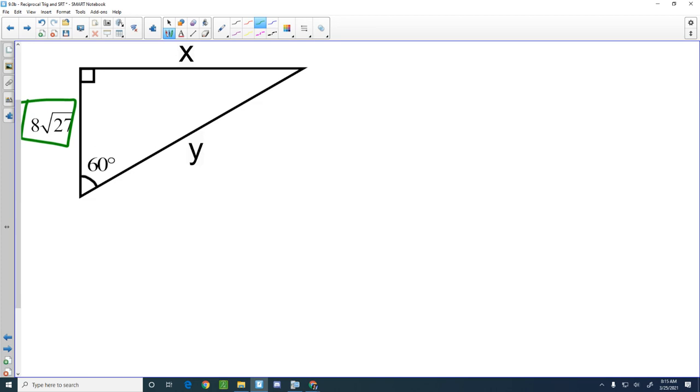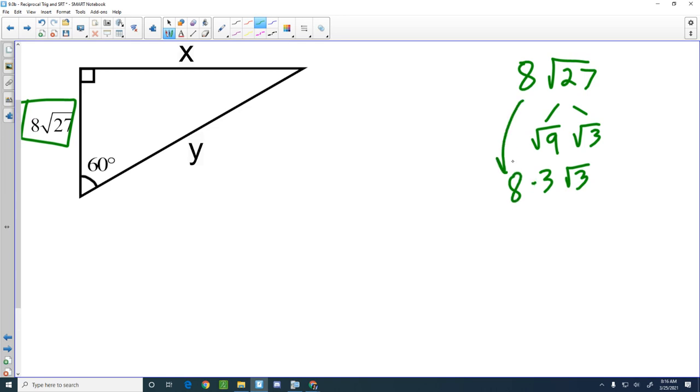So just a little sidebar, everybody. If you've got 8 root 27 for one side of this triangle, we could simplify that radical first, because the square root of 27 can be broken down to the square root of 9, square root of 3. And the square root of 9 is 3, so that's the same as 3 root 3. But then remember, there's still this 8 out in front, so you'd multiply it with that 3 that kind of escaped the radical. And so this is actually the same as 24 root 3.